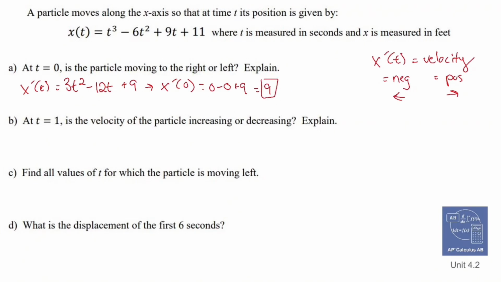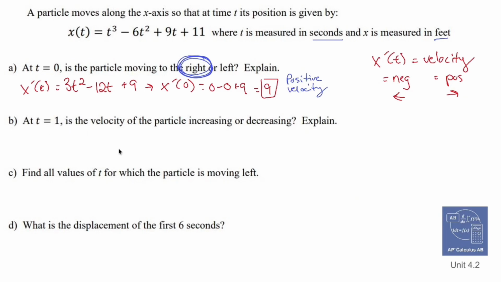So a positive 9 means at this moment I am going positive 9 feet per second. Since it's positive, that indicates that I'm going right. So I'm going right because I have a positive velocity at t equals 0. So that's me explaining without having to explain too much.